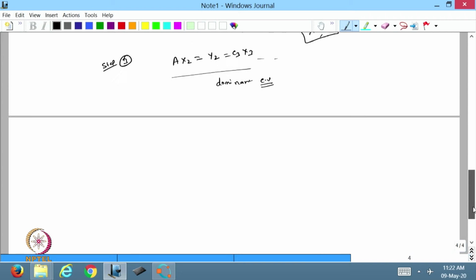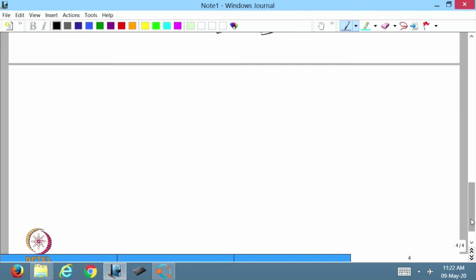So, this is the example we have done. Now, we are going to start the next topic, and that is a very important topic. This is called Gershgorin circles. Basically, you can say that it is a theorem.